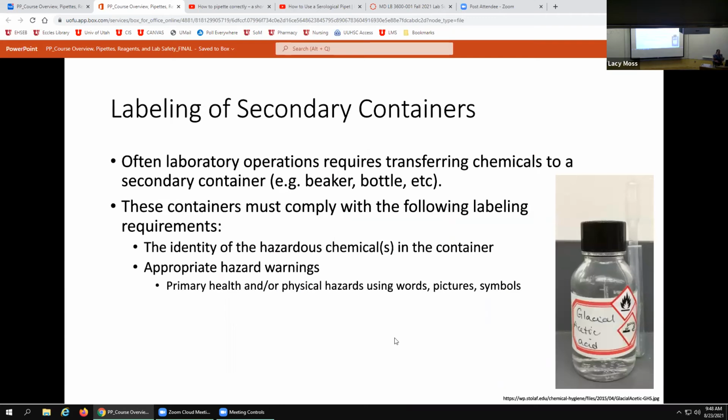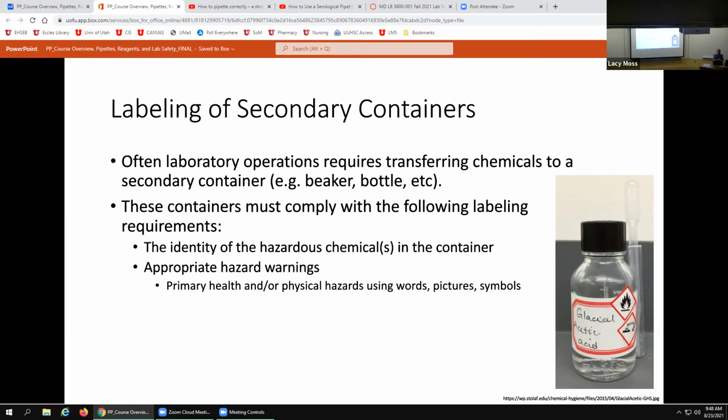All right, so a lot of times you are not going to want to use a freakishly huge bottle of a reagent. They're unwieldy and they're annoying to use. So you're going to use a secondary container where you take some of it out and put it in a new container. Anytime you do that, you must make sure it is labeled appropriately.